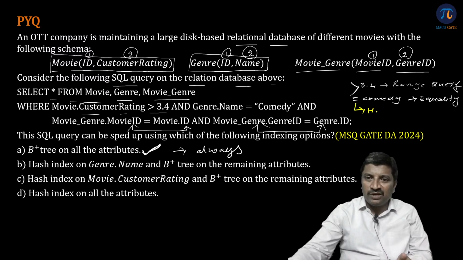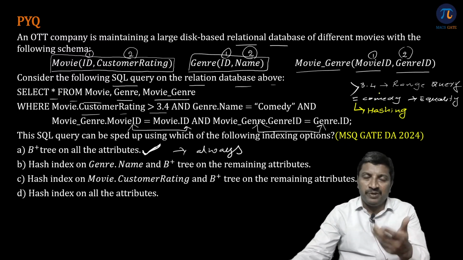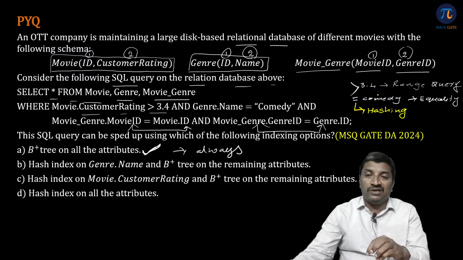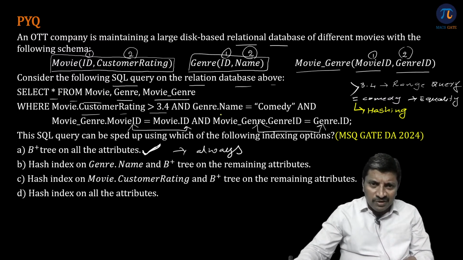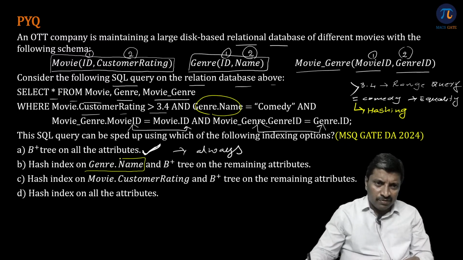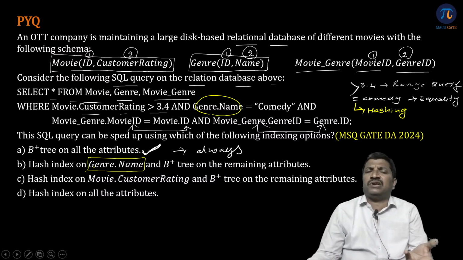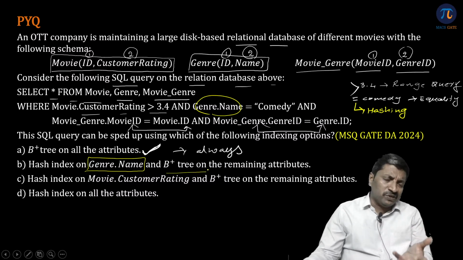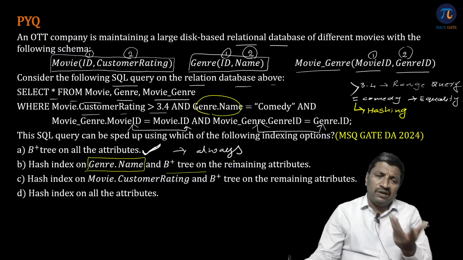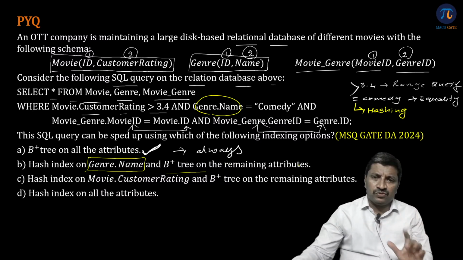So for this, you can apply hashing also. Of course, hashing performs better than B plus tree when it is equality. So hashing on what is comedy, sir? Genre name. So I can apply hash index for genre name. For the remaining attributes, I don't have any clue, so compulsorily I don't have any choice. I will go for B plus tree. So this also gives less cost.